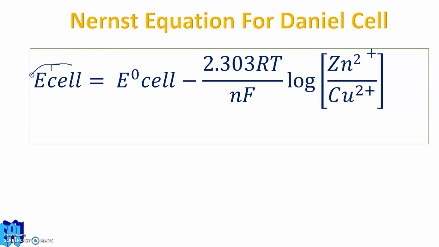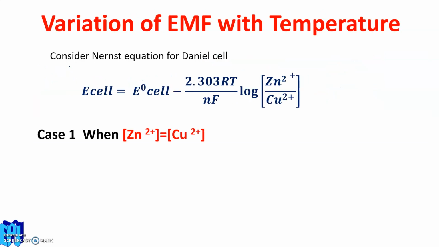So let us check what the temperature dependence of the cell potential is: the variation of EMF with temperature. For that I am considering the Nernst equation for the Daniell cell. We already know that E cell is equal to E0 cell minus 2.303 RT by nF log concentration of Zn2+ by concentration of Cu2+.